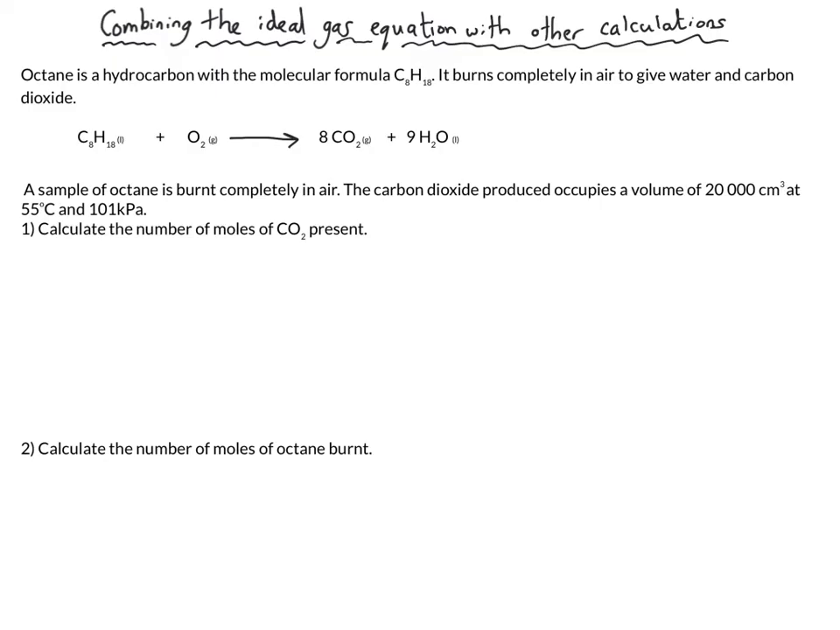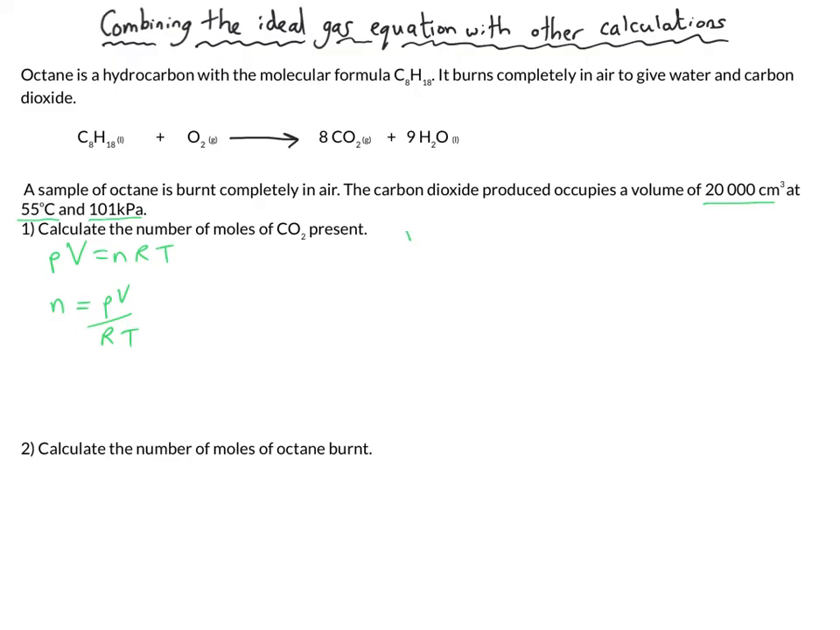And then we've been given some data. A sample of octane burns completely in air. The carbon dioxide produced occupies a volume of 20,000 cubic centimetres and has a temperature of 55 degrees C and 101 kilopascals of pressure. And we have to calculate the number of moles of carbon dioxide present. To do this, we need to use the ideal gas equation, PV equals nRT. We're going to rearrange it in the form n equals PV divided by RT.